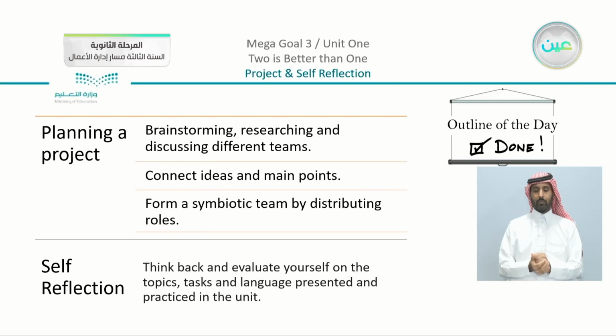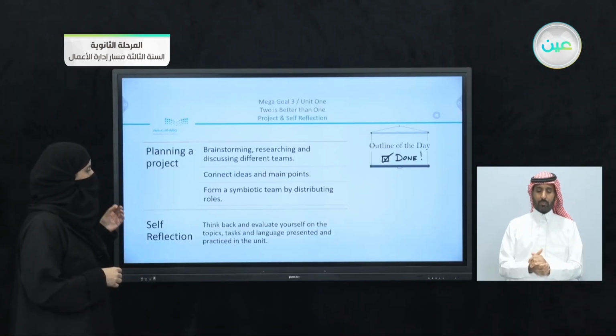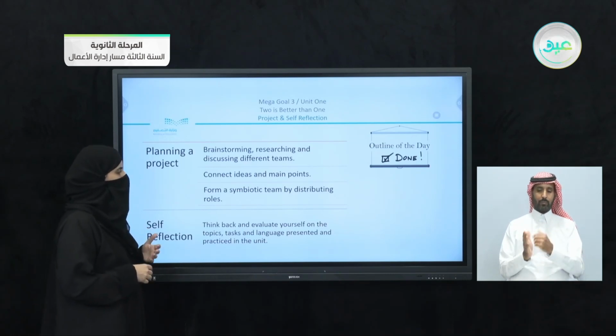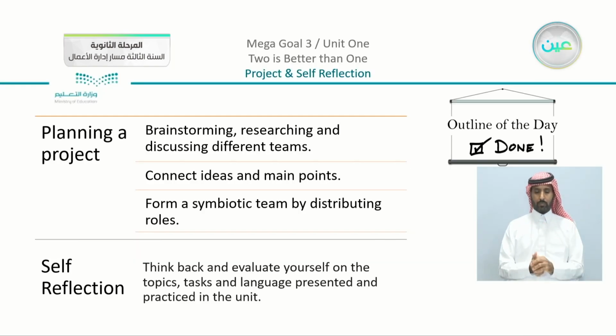Our outline, first of all, we have planning a project. We did some brainstorming, researching and discussing different teams, connect ideas and main points, form a symbiotic team by distributing roles, and then we had the part which is the self-reflection part. Here we think back, evaluate on the topics, tasks, and language presented and practiced in the unit. We have completed our unit.